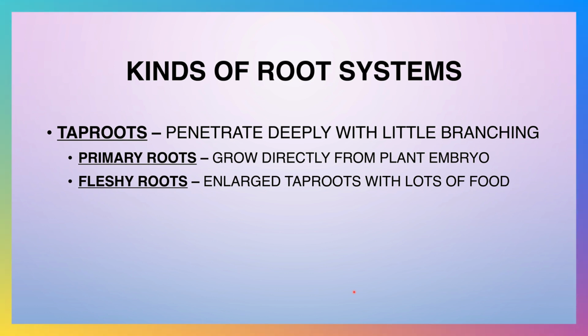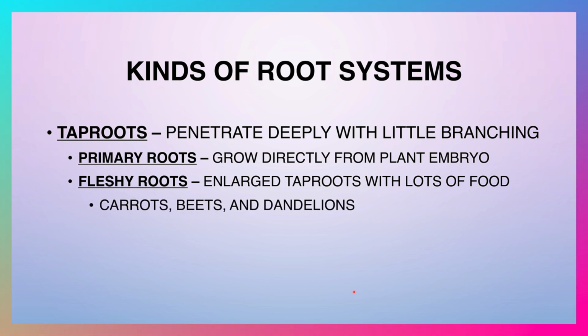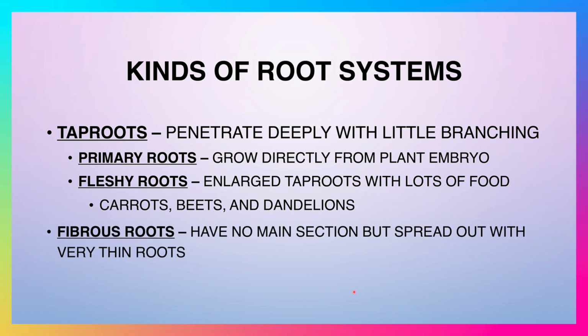Now, fleshy roots are just large taproots that have a lot of stored food, such as carrots, beets, and dandelions. Remember, potatoes are not roots. The second kind of root system is called a fibrous root system. A fibrous root system has no main section, but spreads out with very thin roots. Several different kinds of grass are a good example of a fibrous root system.